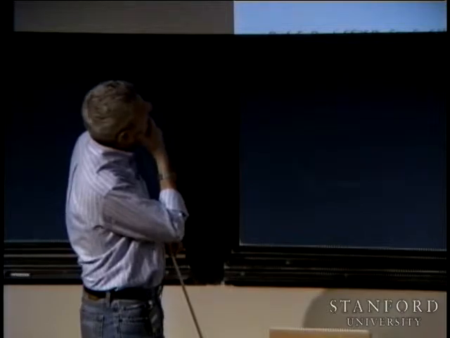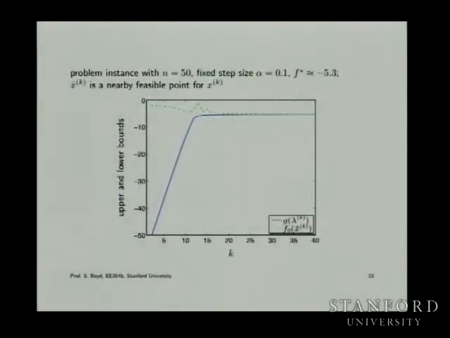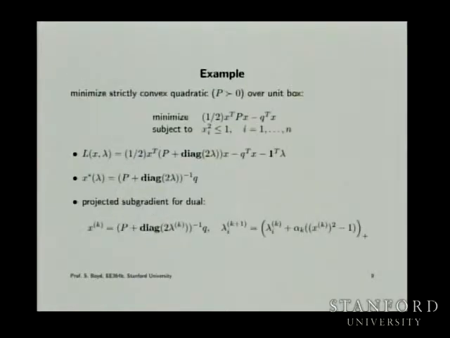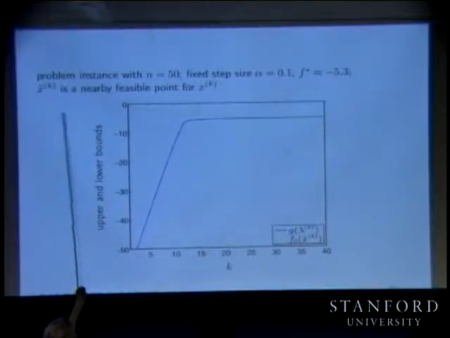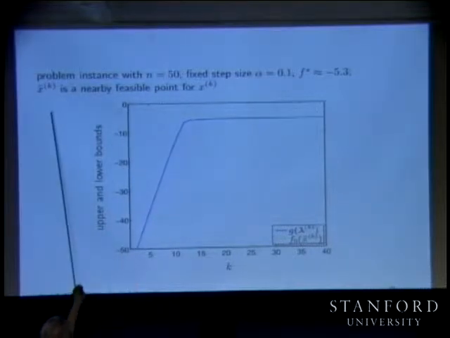Okay, so here's a problem instance, where I guess we have 50 dimensions, and I took a step of 0.1. I can ask a question here about this. In this case, it turns out G is actually differentiable. So if G is differentiable, that actually justifies theoretically using a fixed step size. Actually in practice as well, because if you have a differentiable function and you apply a fixed step size, and the step size is small enough, then you will converge to the true solution. Okay? So this shows G of lambda. These are lower bounds on the optimal value, like that. They converge. And this is the upper bound found by finding a nearby feasible point.